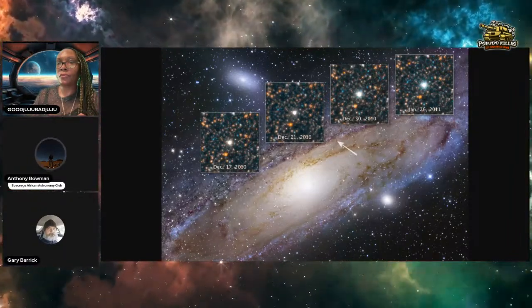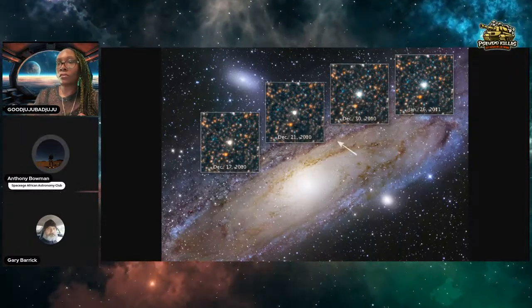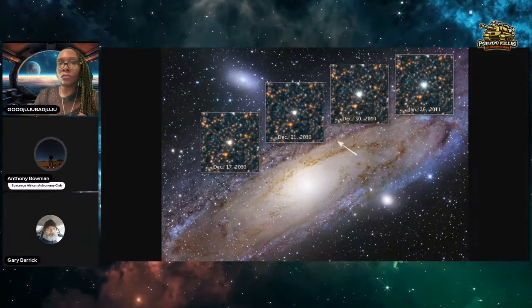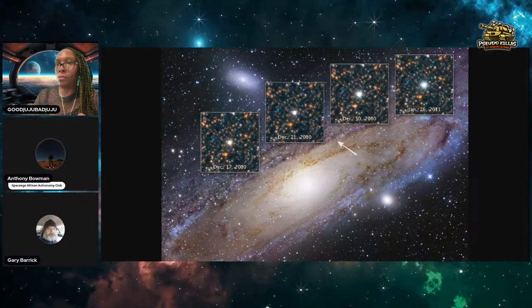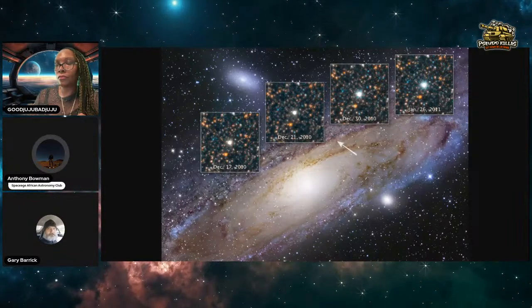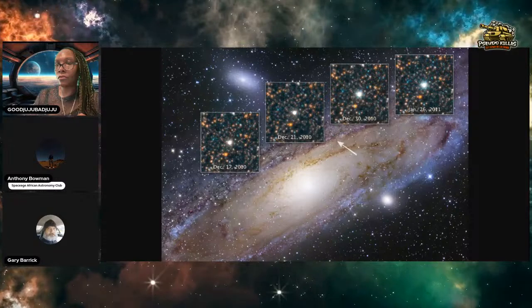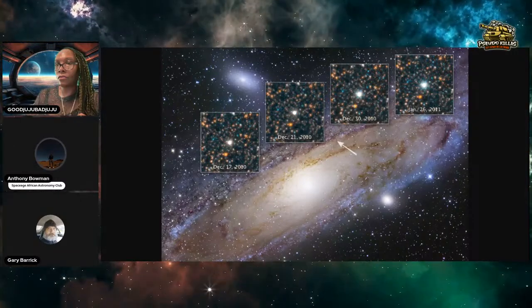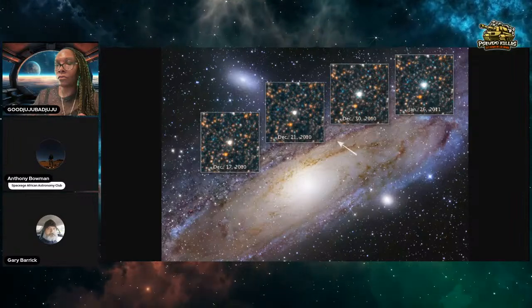So that's one of the other ways that we use redshift. We use it to get time and distance, like Miss Juju said a little while ago. They're one and the same. You can't have time without space. They're one and the same.